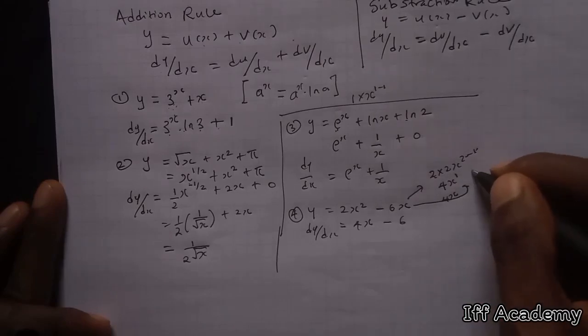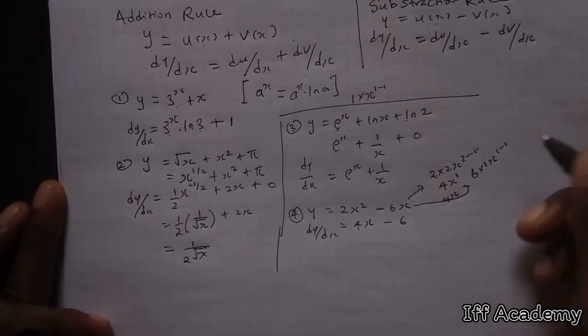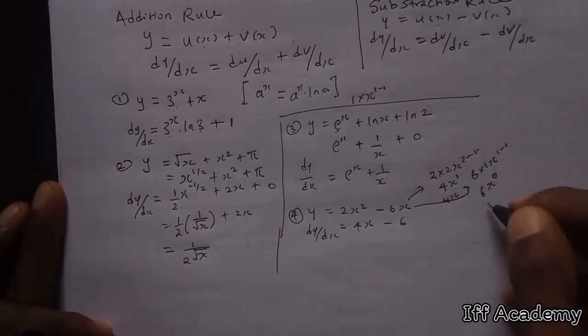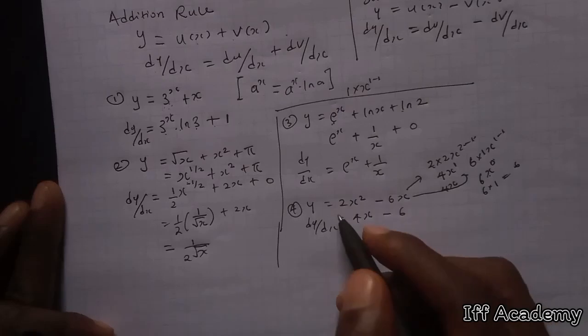So the same thing goes here. This is 6 times 1, x to the power 1 minus 1, right? So 6 times 1 is what? 6. x to the power 0. x to the power 0 is what? 1. So we have 6 times 1 gives you what? 6. So it's as easy as that.